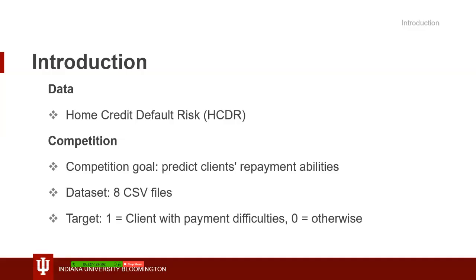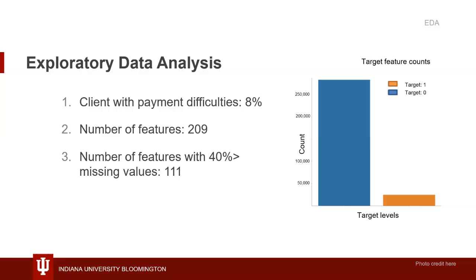In this project, we use the HCDR dataset. It's part of a Kaggle competition that aims to predict clients' repayment capabilities. When we looked at the target variable, we noticed that most clients were able to repay the loan. Most of the variables had missing values.